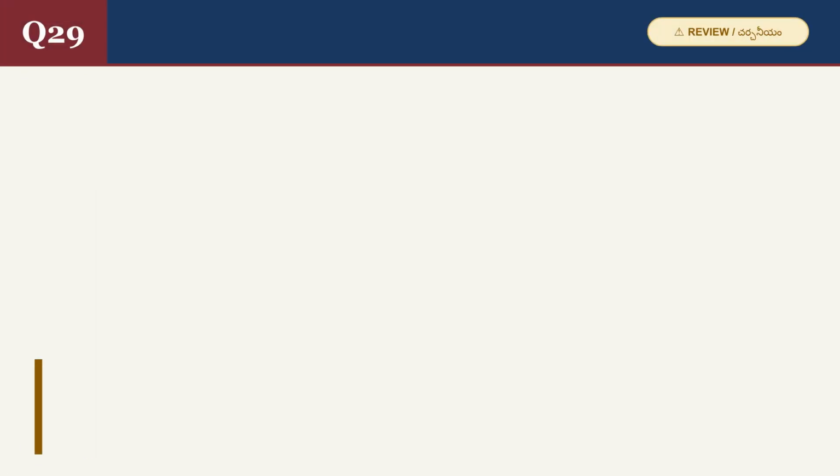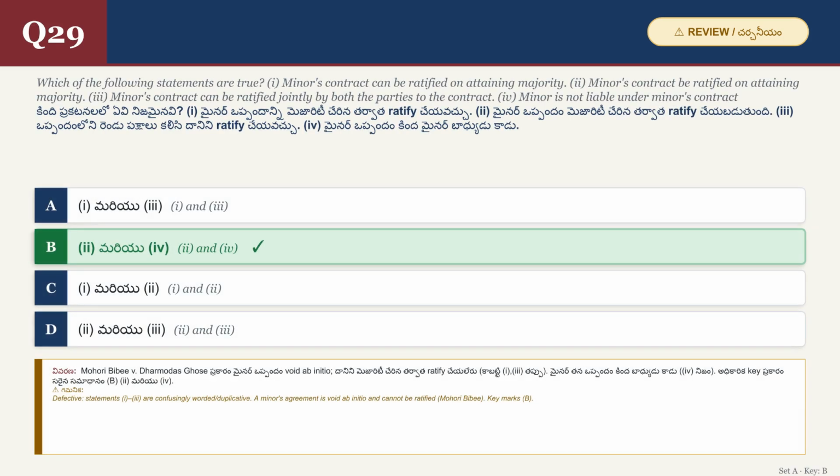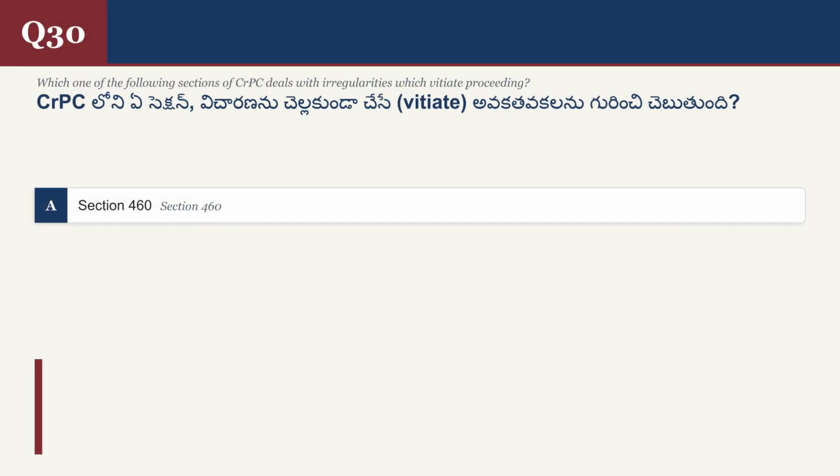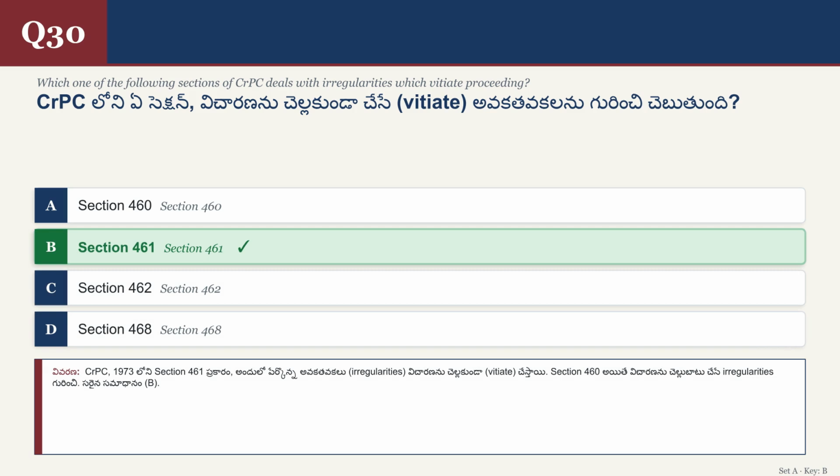Question 29 asks, which statements regarding a minor's contract are true? The official key marks B, which states that a minor's contract can be ratified and that a minor is not liable under a minor's contract. However, ratification is generally incorrect. Question 30 asks, which section of the CrPC deals with irregularities that vitiate a proceeding? The correct answer is B, Section 461.